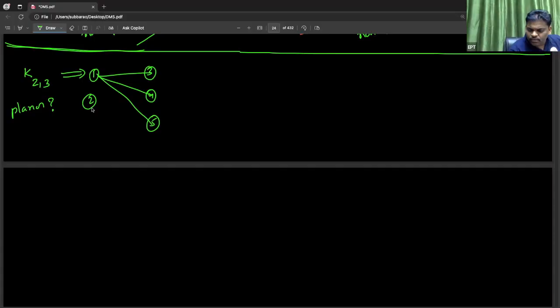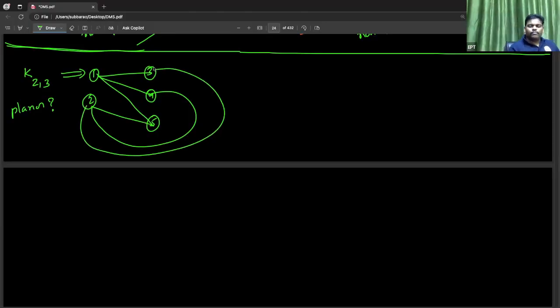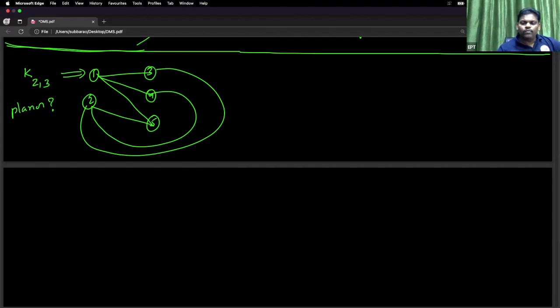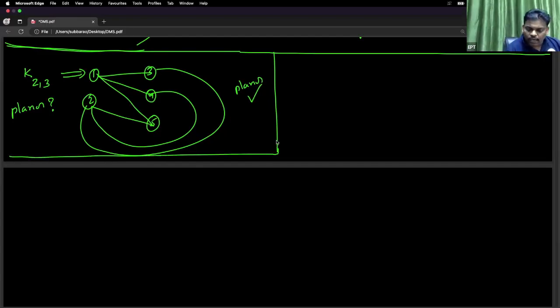And one more. Can you see this one? Like this, and like this. Any problem? 1 to everywhere, 2 to everywhere. Any problem? No problem. It is planar. We already proved it also. If you are okay with this, can you check? K2,3 itself is planar.